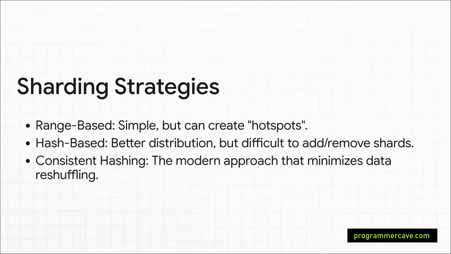You could do range-based sharding, but you might create hotspots where one server gets all the traffic. Hash-based is a bit better for distribution, but adding new servers can be a total pain. That's why today, the gold standard is something called consistent hashing. It's a really clever algorithm that lets you add or remove servers without having to move all your data around. It's a real game changer at scale.